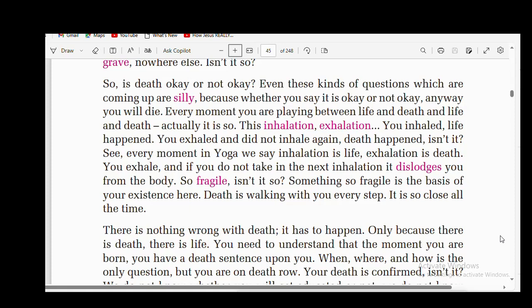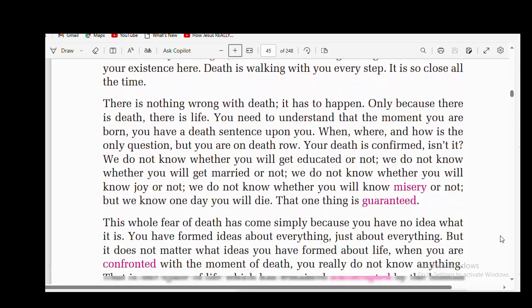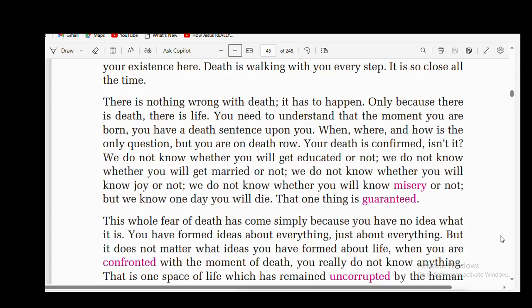Fragile means it is breakable, isn't it? Inhale, exhale, inhale, exhale, breakable, isn't it so? Something so fragile is the basis of your existence here. So it is divided into two parts, inhale and exhale, and that is the basis of our existence, that is working with us in every step. It is so close to all the people all the time. There is nothing wrong with that. That is not wrong. It has to happen. It is ultimate. It is mandatory.